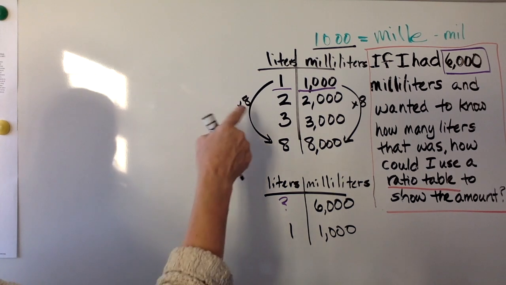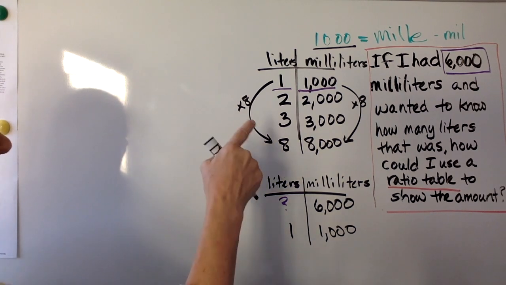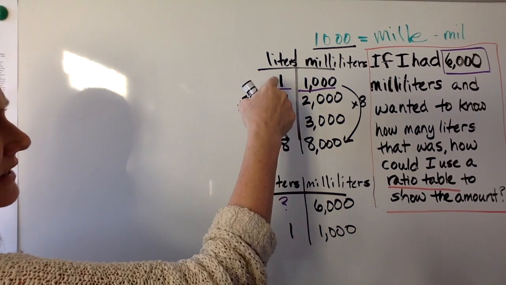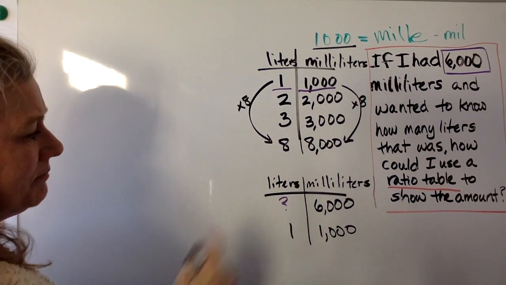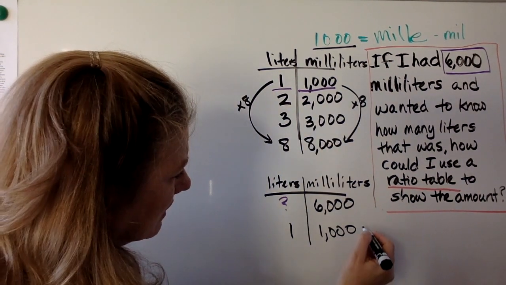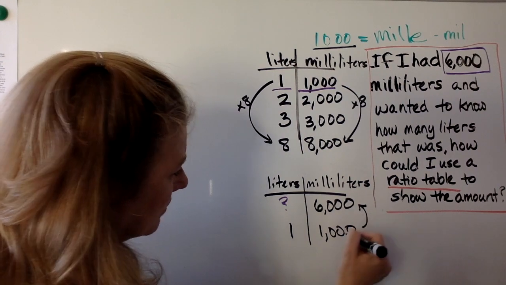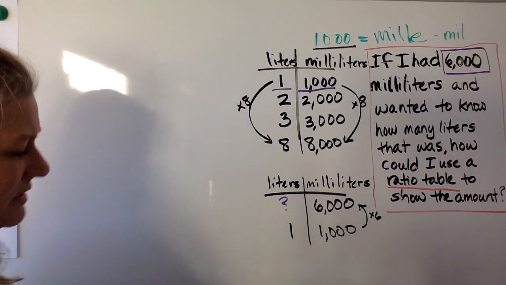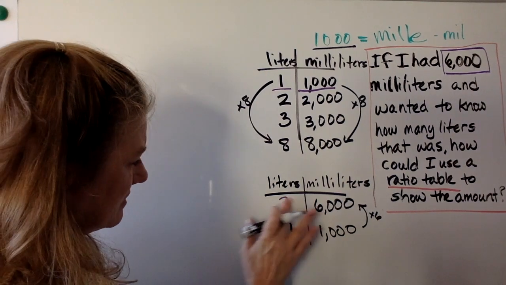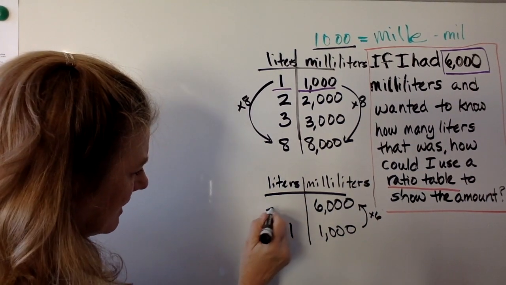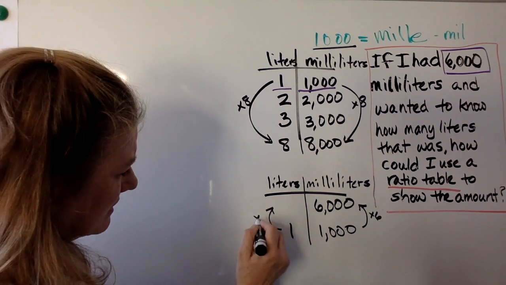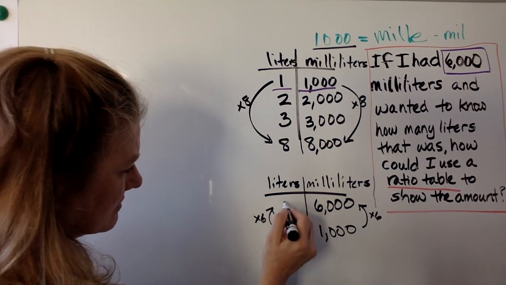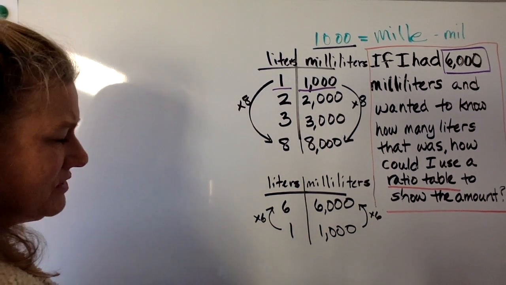See, how are we going to figure out what this is? Well, I'm thinking about what I did up here. When I wanted to know 8, I took 1 and I multiplied it by 8. Well, I can do that here. I can just go 1 times 6. So 1,000 times 6 is 6,000. So then I know that I can also do 1 times 6 is 6. That's one way I could do it.